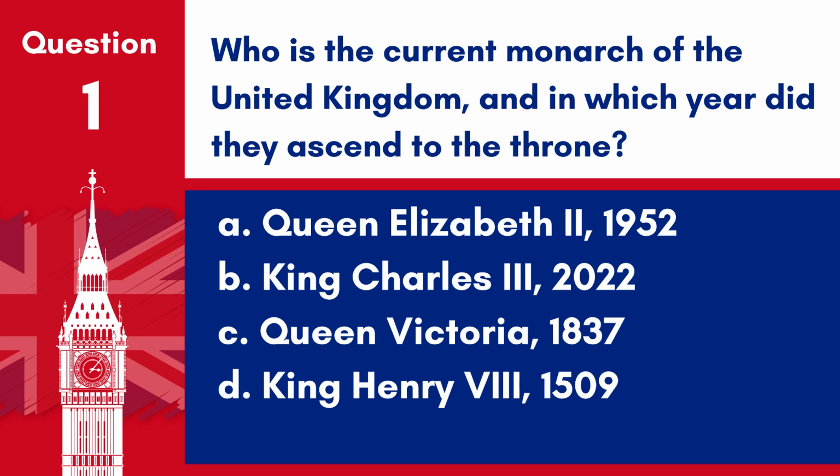Question 1. Who is the current monarch of the United Kingdom, and in which year did they ascend to the throne? A. Queen Elizabeth II, 1952. B. King Charles III, 2022. C. Queen Victoria, 1837. D. King Henry VIII, 1509.